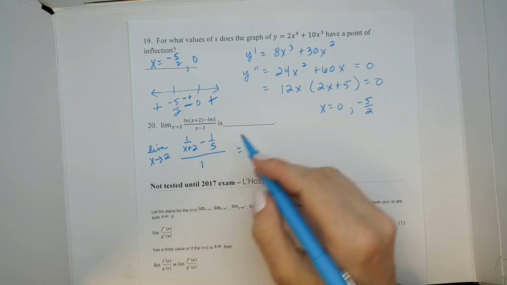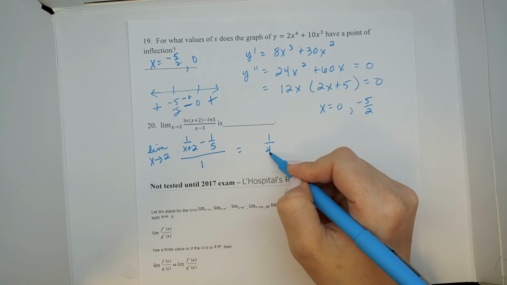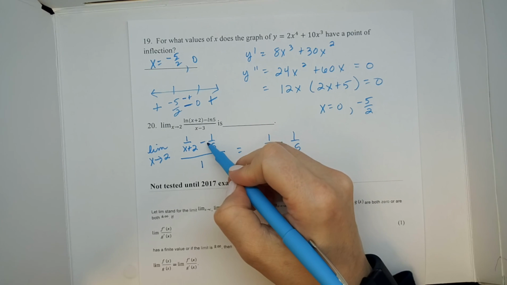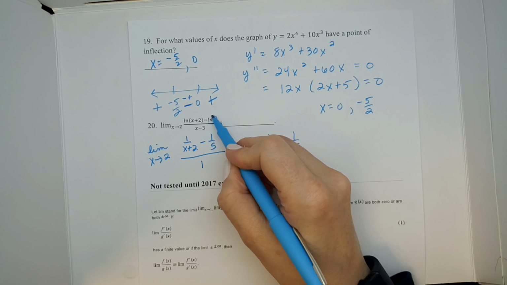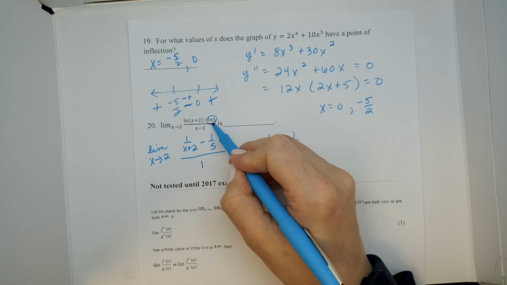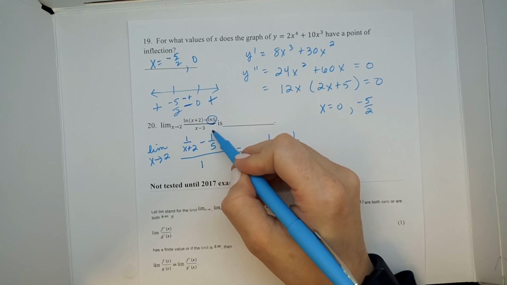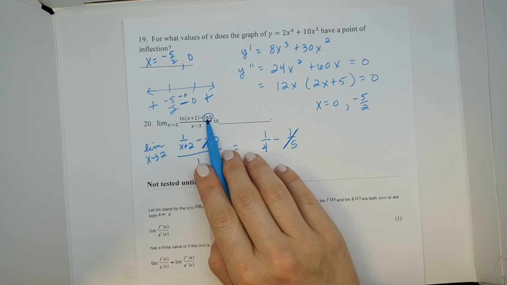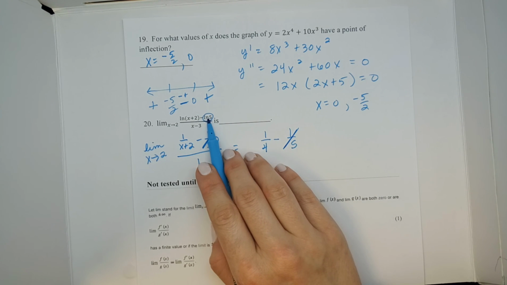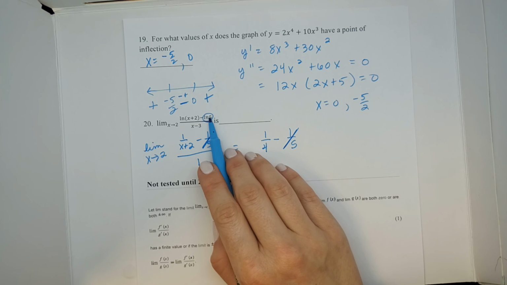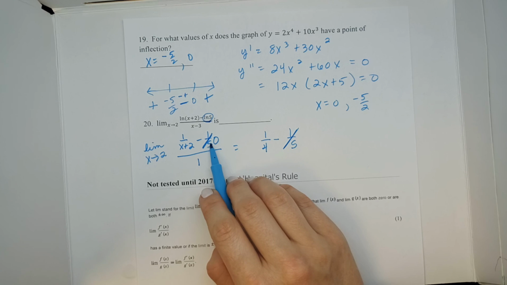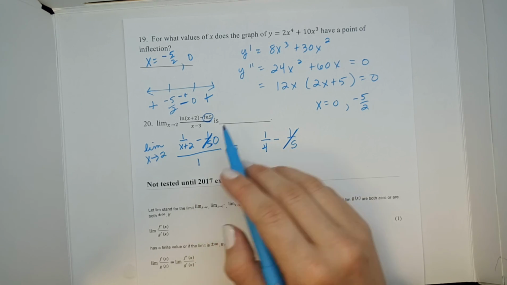Okay, now let's plug in the 2. So we have 1 over 2 plus 2, which is 4, minus 1 over 5. Oh, wait just a second. I'm sorry, I made a mistake. The derivative of ln 5 is not 1 over 5. ln 5 is a constant, right? So this is actually 0. So get rid of this. Sorry about that. Remember, ln 5 is a number. If you put that in the calculator, you're going to get some decimal. And the derivative of any number, any constant is 0. So don't make that mistake. That was a stupid mistake.